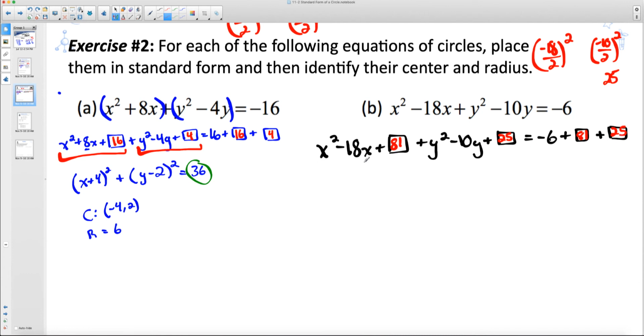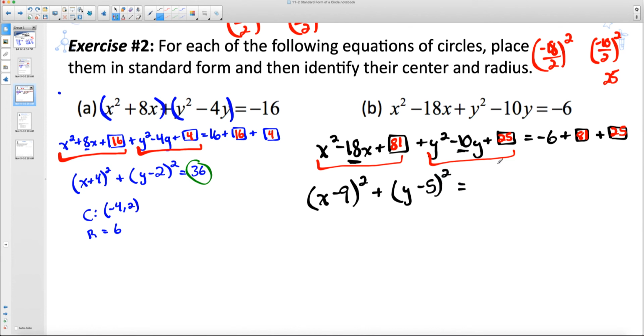Okay, so we're going to factor this. They'll be perfect square trinomials. What multiplies to 81 and adds to negative 18? That's going to be negative 9 and negative 9. Again, the easiest thing is it's just half of that. Then what multiplies to 25 and adds to negative 10? y minus 5 and y minus 5. Again, just half of that.